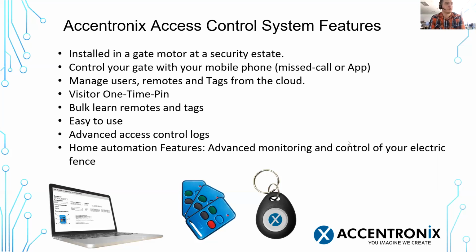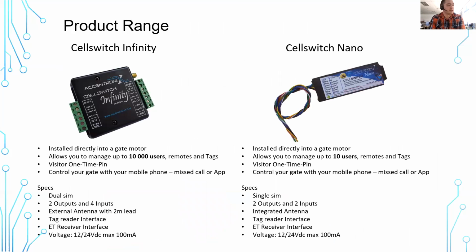Just a general overview of all the devices. We're going to start with the Cell Switch Infinity, as well as the Cell Switch Nano. The Cell Switch Infinity and the Cell Switch Nano get installed directly in your gate motor. The Cell Switch Infinity allows you to manage up to 10,000 residents, remotes, and tags. And with the Cell Switch Nano, you can manage 10 residents, remotes, and tags. Both these units have visitor one-time PIN functionality, and you can also give them a missed call or use the Accentronix Smart Home app.